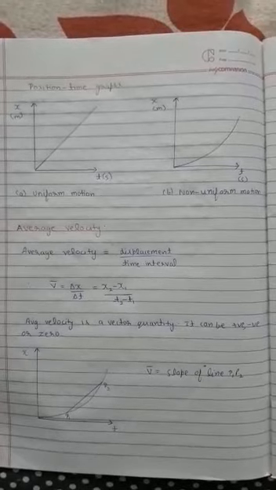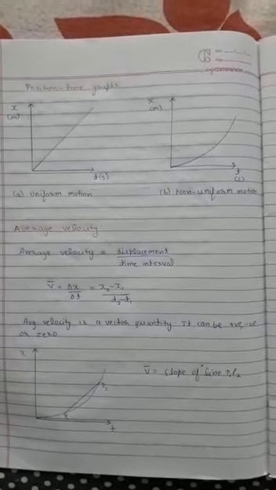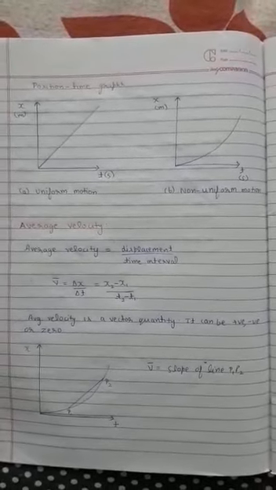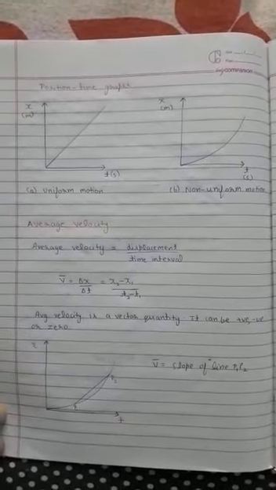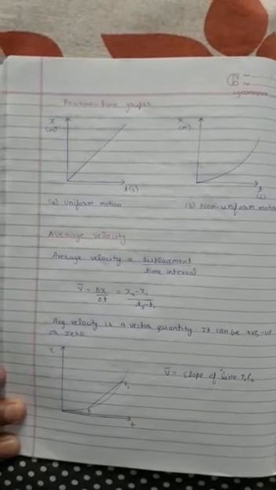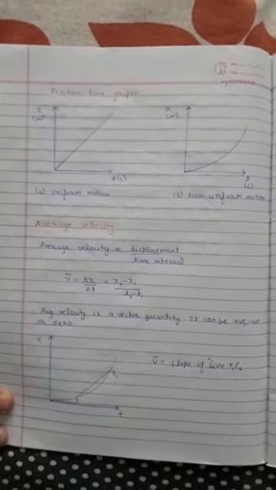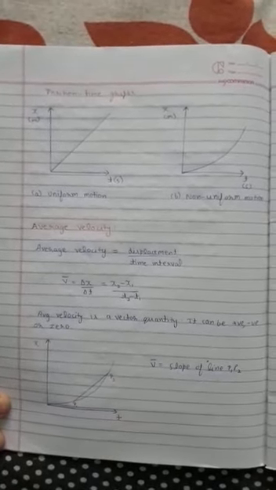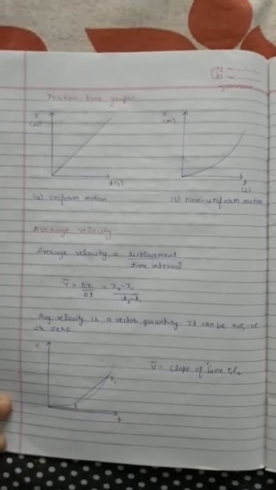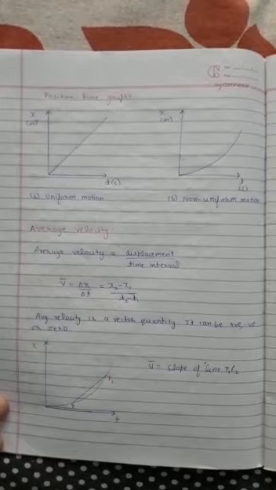As you all know that in uniform motion velocity is constant, whereas in non-uniform motion velocity is changing. Remember here the graph is between x and t because we are discussing motion in a straight line, that means one dimensional motion, and in one dimensional motion only x coordinate of the particle changes with time.